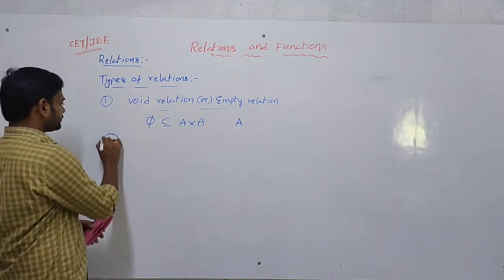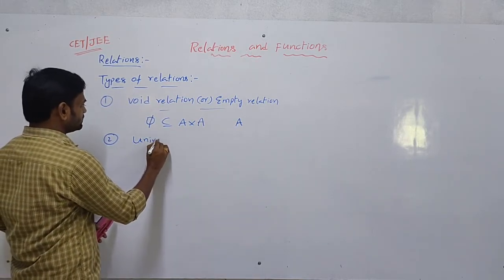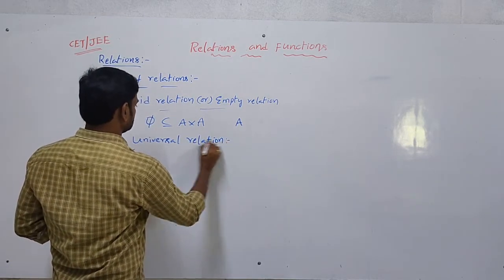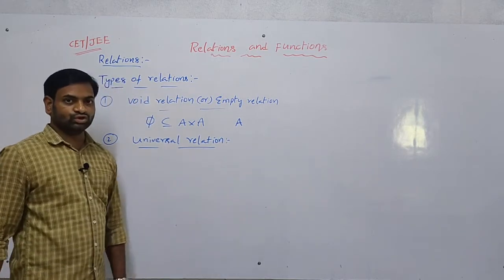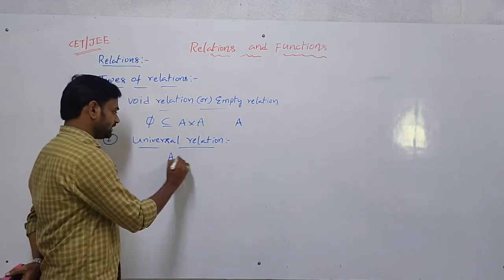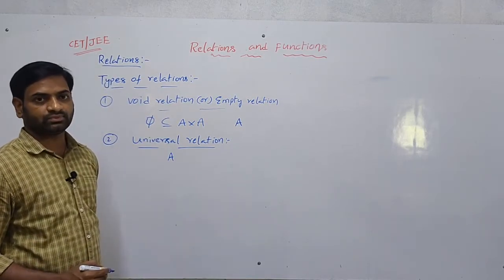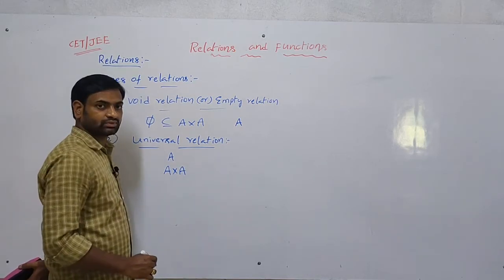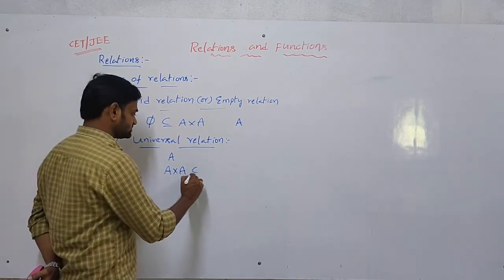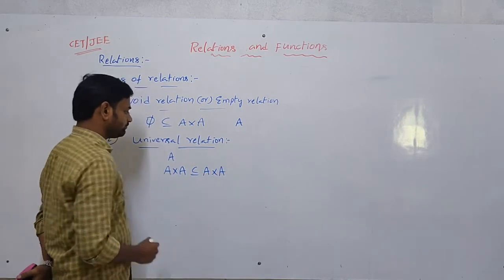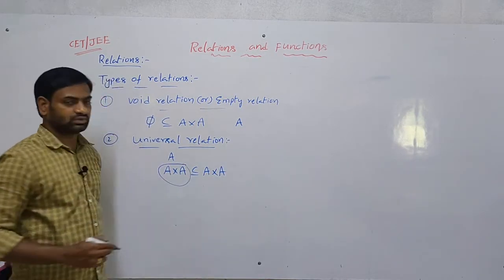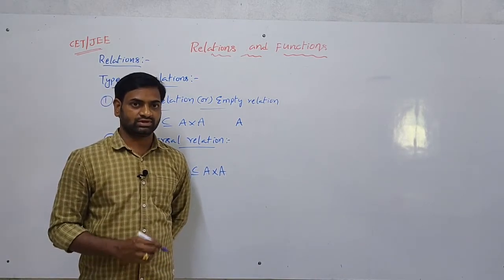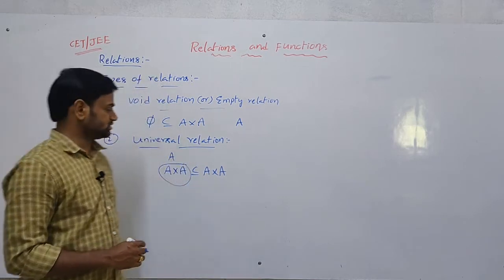Next, second is universal relation. I am taking capital A as a set. The relation A cross A is a subset of or equal to A cross A. Then this is called the universal relation.